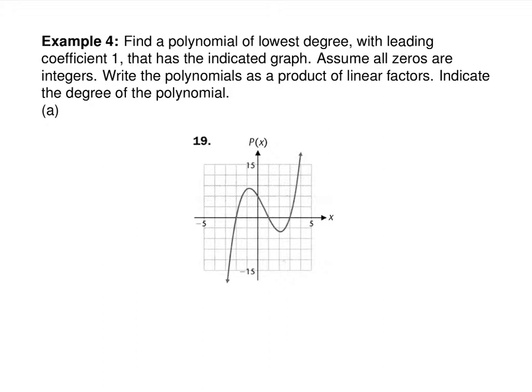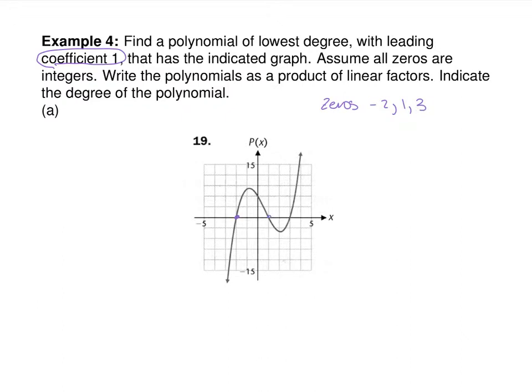So find a polynomial of lowest degree with leading coefficient 1, so I told you that has the indicated graph. Assume all zeros are integers. So this says 19 because the question was taken from your textbook. Can you find the zeros from the picture? So what are the zeros? 1 and 3. And then -2, 1, and 3. Exactly.